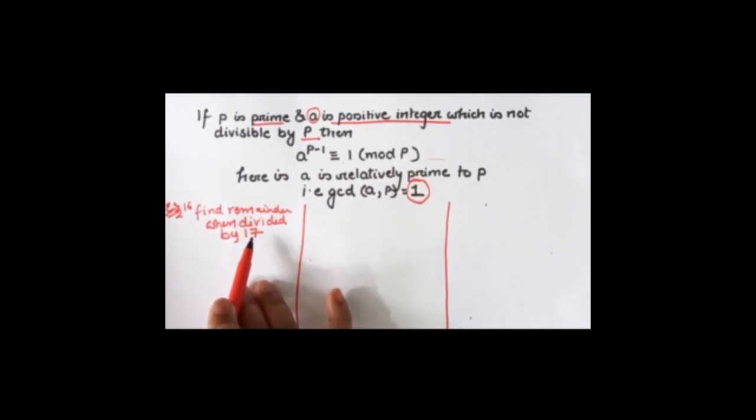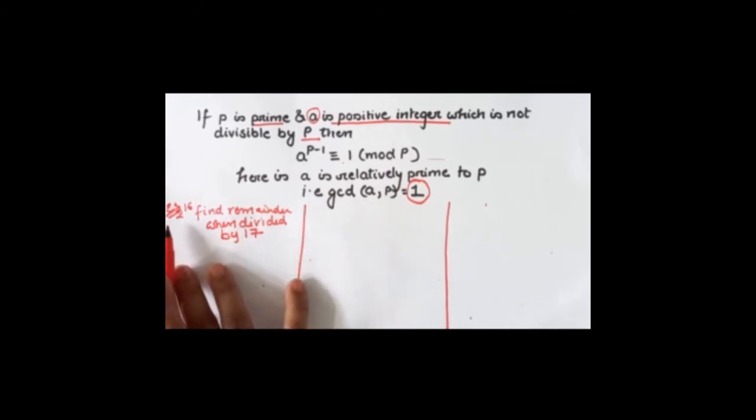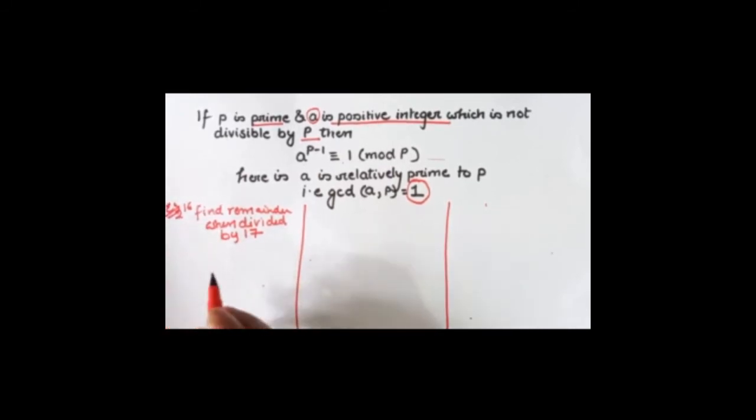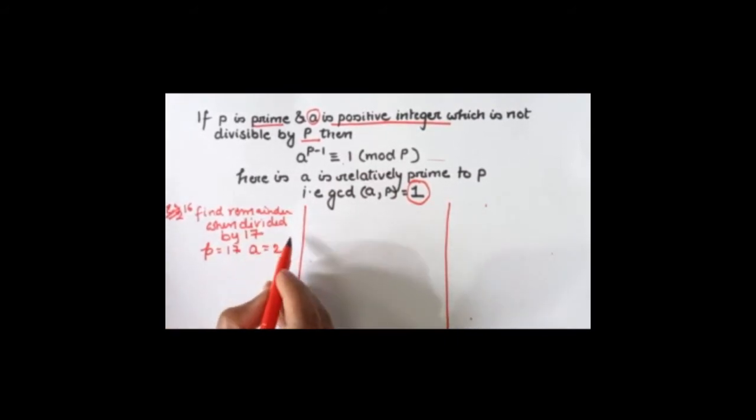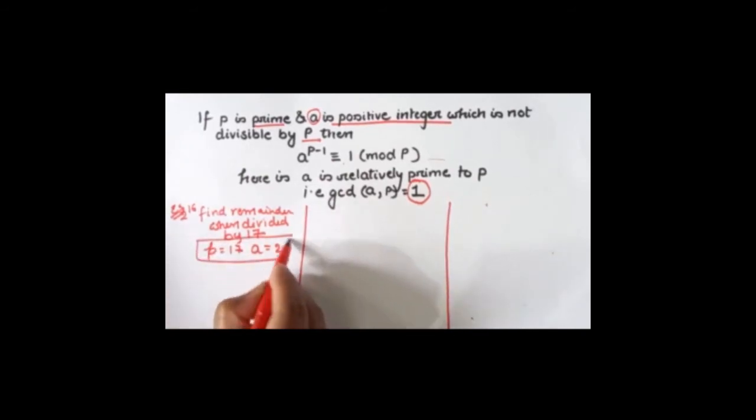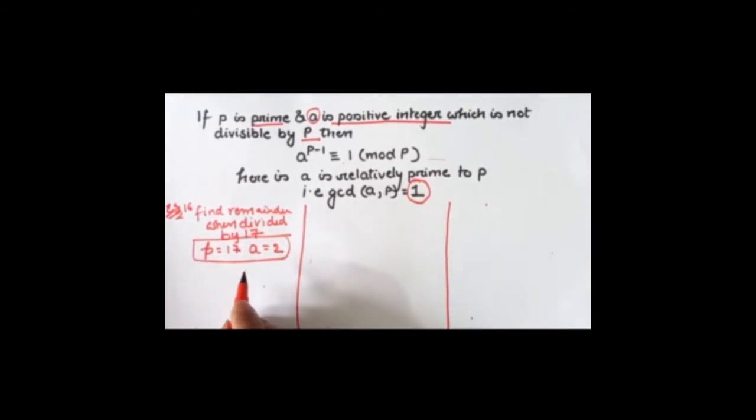Therefore, since it is a prime number and here A is a positive integer, right? Here my P is equal to 17 and my A is equal to 2, as you can see from the question, right? My A is equal to 2.